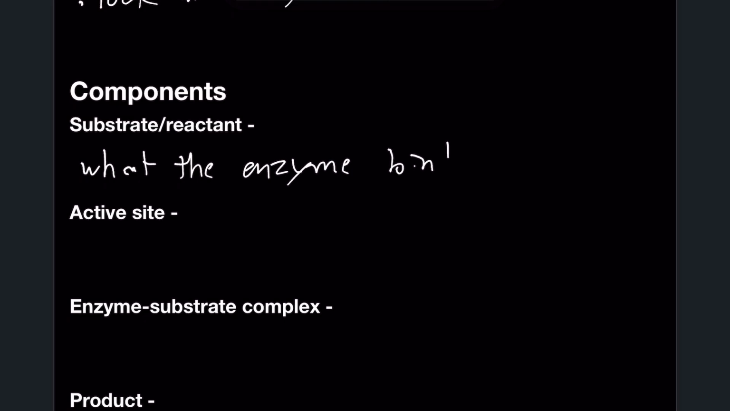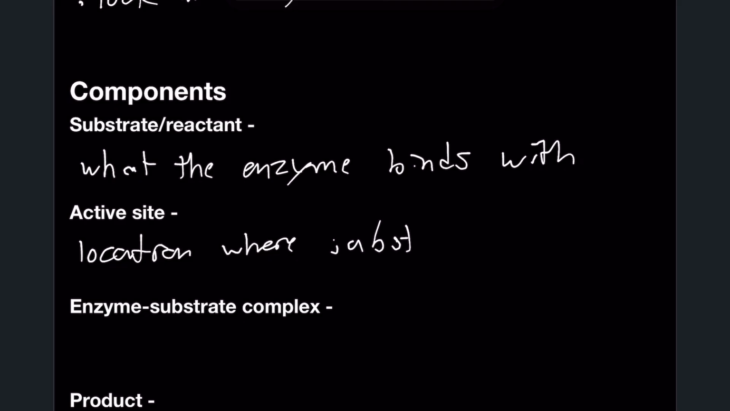Next, we have the active site. So the active site is a part of the enzyme, and it's the location where the substrate binds. The active site is on the enzyme. It is a specific portion which the substrate will then bind to, and this is where the lock and key model comes in. So the substrate shape is specifically matched to an enzyme's active site.